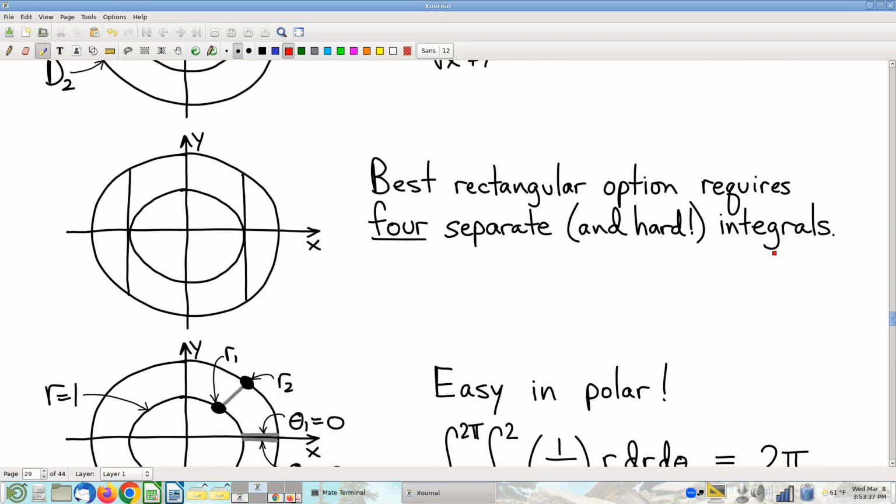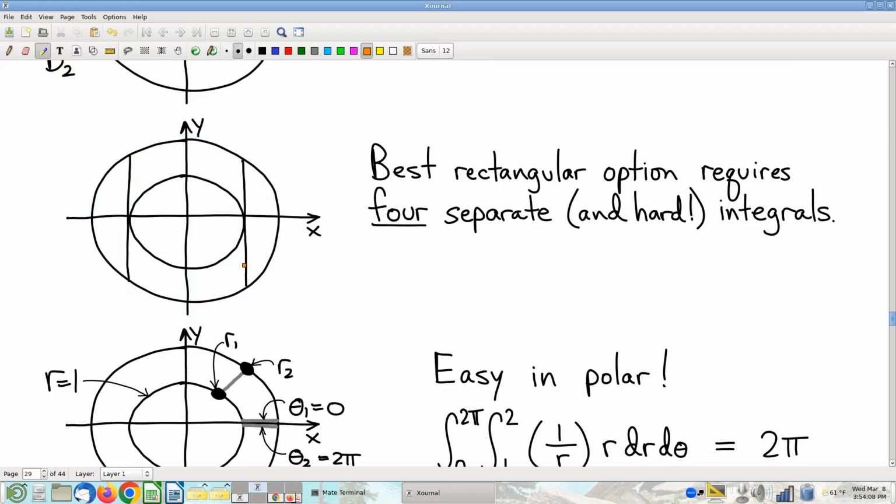Okay, second approach. We could say, all right, well, I'll chop it up into 4 pieces like this, and I'll do it in rectangular coordinates, the old-fashioned way, and you could do that. That would work in some technical sense, but that's 4 separate integrals. Nobody wants that. Worse, it's 4 separate integrals with square roots and the bounds all over the place. This is a nightmare. Don't want to do it that way.